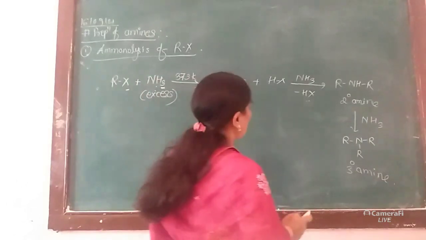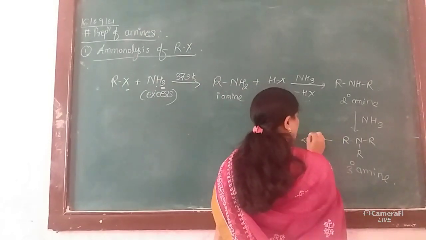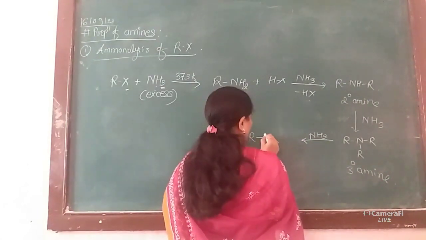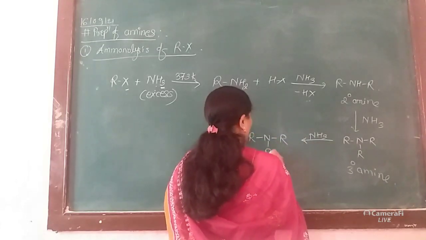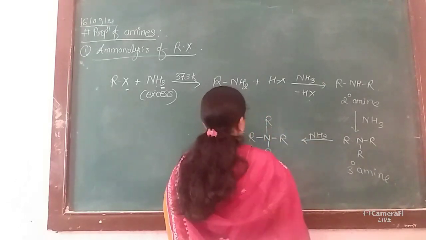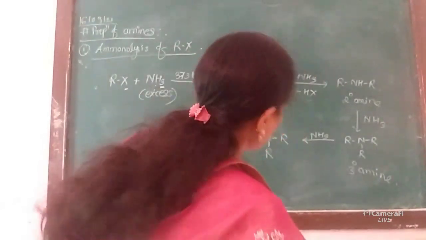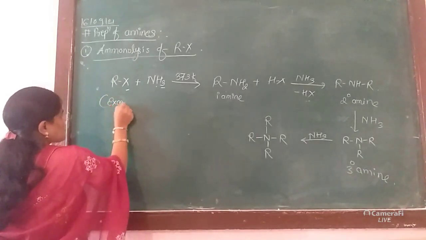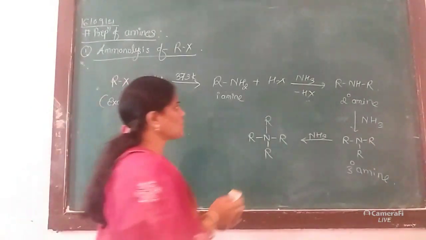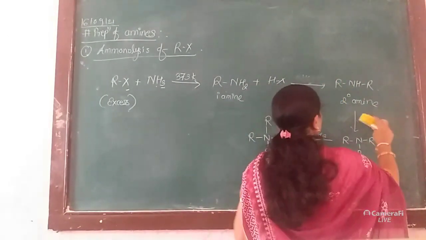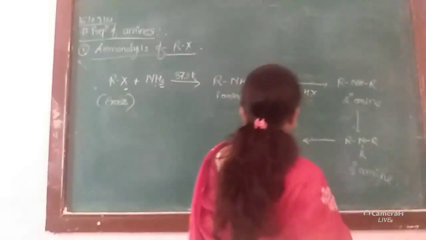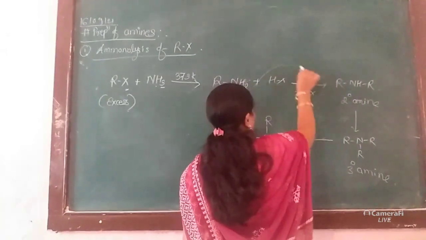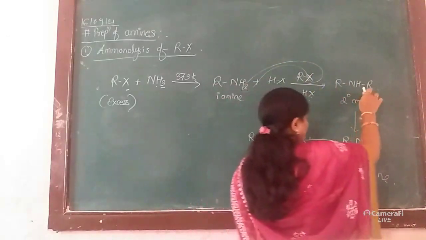The tertiary amine again reacts with more alkyl halide. Here we use the alkyl halide in excess; ammonia is not used in excess. First there is a formation of primary amine. Then it reacts with a second molecule of alkyl halide, again with removal of HX, and there is a formation of secondary amine.